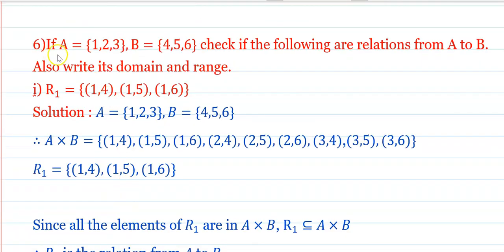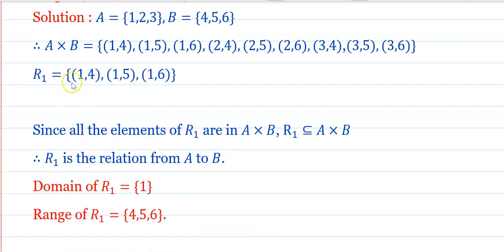Next. If A is {1, 2, 3} and B is {4, 5, 6}, check if the following relation is from A to B, and also write its domain and range. Now A is {1, 2, 3} and B is {4, 5, 6}. Then you will get A cross B: (1,4), (1,5), (1,6), (2,4), (2,5), (2,6), (3,4), (3,5), (3,6) in this way. Now what about R1? R1 is {(1,4), (1,5), (1,6)}. It is a subset of A cross B. R1 is a relation from A to B.